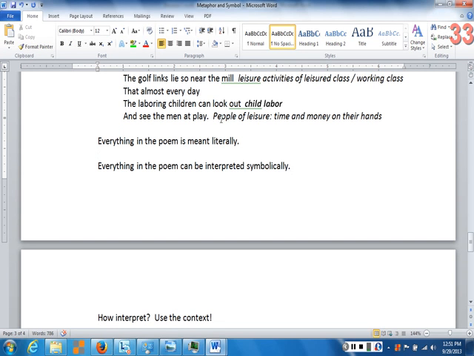Well, that's it, folks. Okay, remember that to interpret a symbol, you need to clearly identify the context. In order to understand a metaphor, you need to make that clear distinction between the metaphor and the thing it represents.